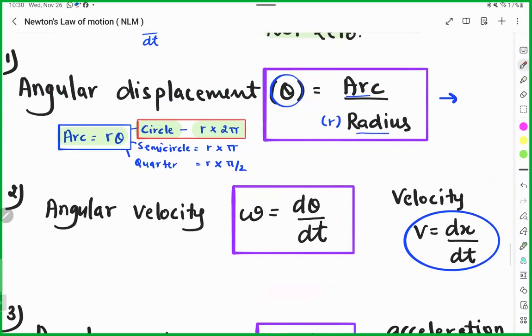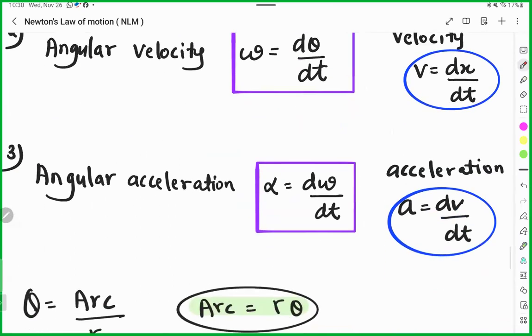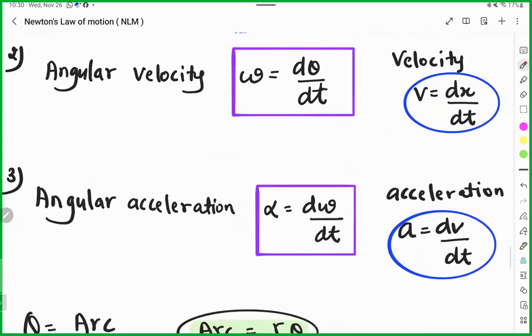Next, guys, is angular velocity. It's like normal linear velocity. Linear velocity, you know, is displacement by time, dx by dt. Here, angular velocity will be d theta by dt. In linear velocity, displacement is changing. Here, angle is changing. Last, angular acceleration. In normal acceleration, dv by dt, velocity is changing. Here, angular velocity is changing, d omega by dt.